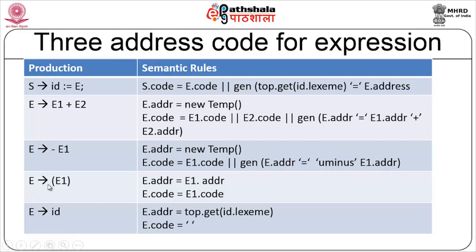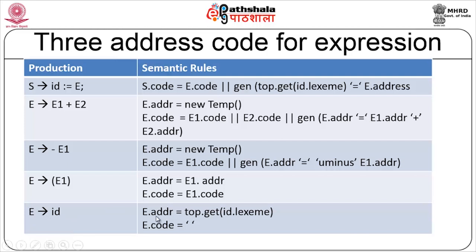The next one is E produces open parenthesis E1 close parenthesis. Here E dot address needs no new temp, because the parenthesis only sets precedence; I'll evaluate this first. Therefore, the code of E1 and the place of E1 can be copied onto E directly. So E dot address is equal to E1 dot address, and E dot code is equal to E1 dot code. The last one here is E produces ID.